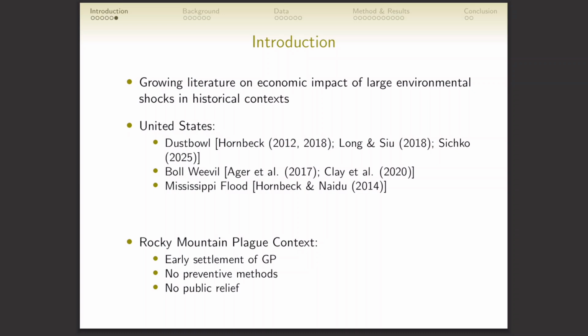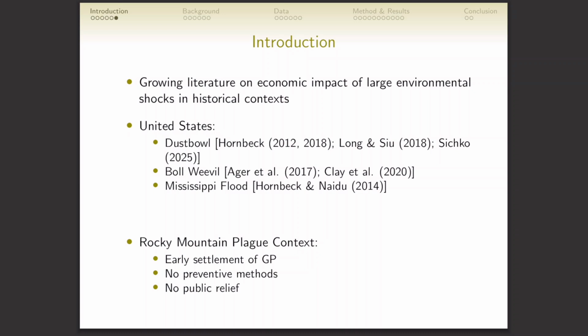So I think the Rocky Mountain locust plague, rather than being just another big environmental shock, has some interesting aspects to it that I think one can learn from. First of all is the early settlement of the Great Plains, and as I'll be talking about later, these were settlers that had no experience with this sort of agriculture. The shock was largely unanticipated because there hadn't been any locust invasion for a few years. So even the few people that had already been there wouldn't have known anything about it.